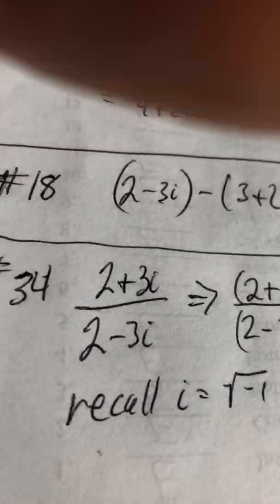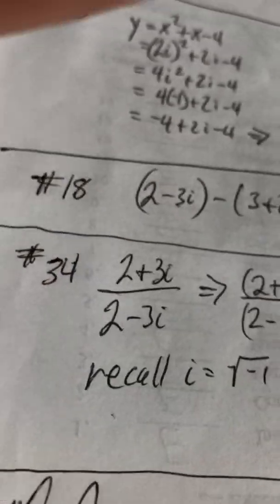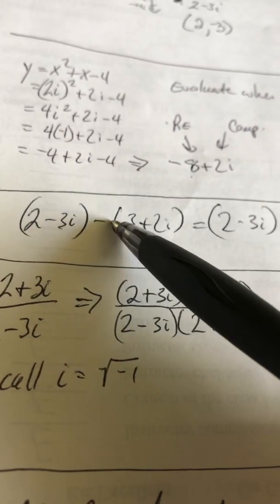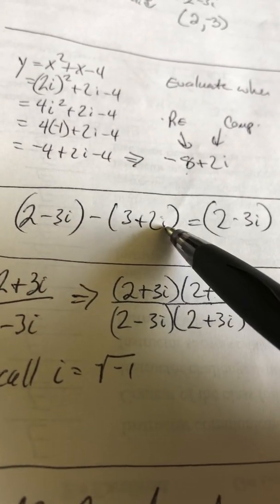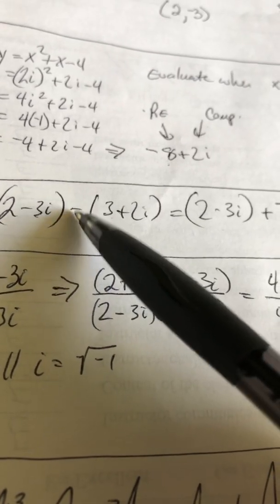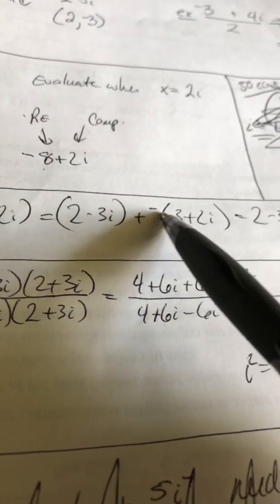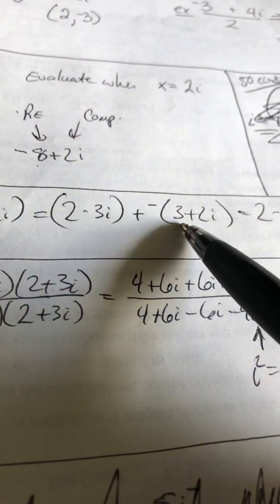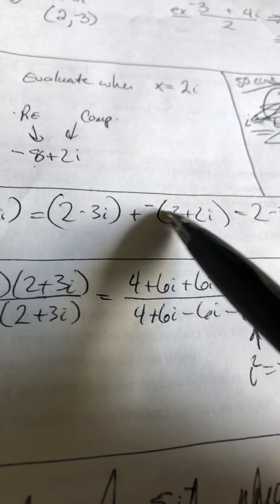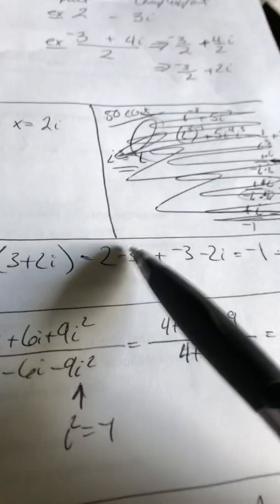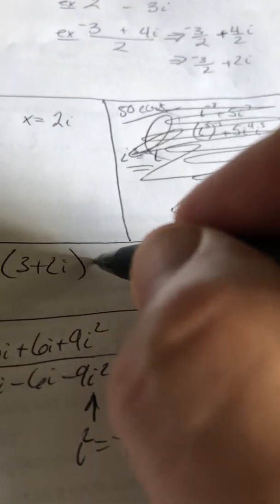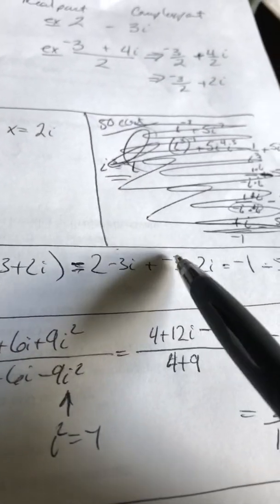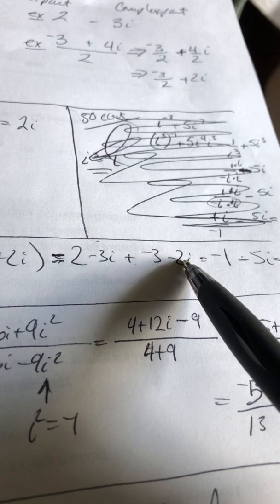Number 18 starts off by saying 2 minus 3i minus the quantity 3 plus 2i. And remember, by definition, subtraction is the addition of a negative. So this becomes 2 minus 3i plus a negative (3 plus 2i). This negative will get passed through, and this is an equal sign, not a negative sign. So this reads 2 minus 3i plus a -3 minus 2i.